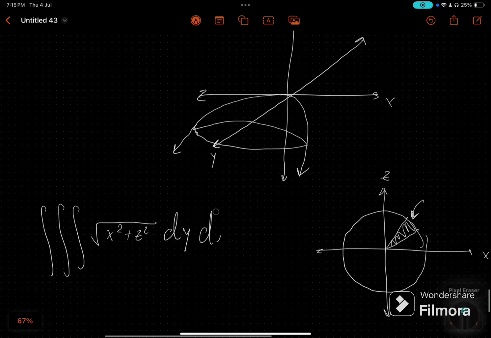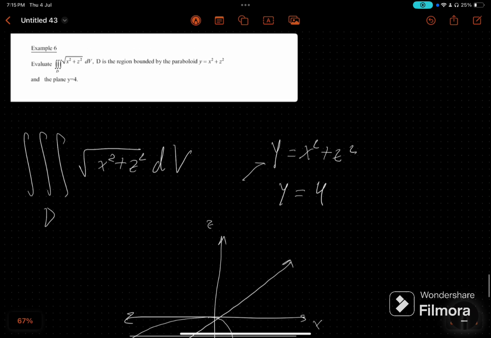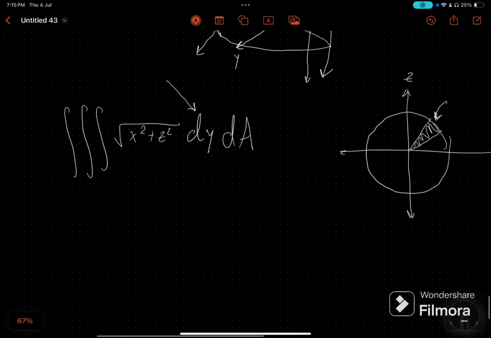Now dA can be dx dz or dz dx. It's important to have the first differential be dy, or the variable that we are using here. It's important to have that. Okay, and so dy dA. Let's say we want to have dx dz for some reason. So dy dx dz.